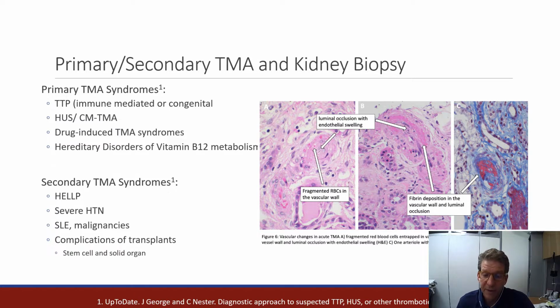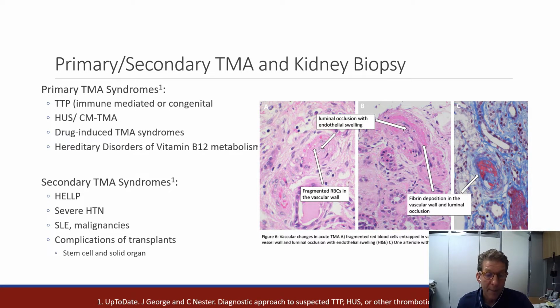And you can see on the right here some illustrative images from pathological specimens, some of the findings you might see in acute TMA, including luminal occlusion, endothelial swelling, and fragmented red cells in the vascular wall at times. Also, you might see fibrin deposition in the vascular wall with even luminal occlusion. So again, these are more acute findings that might tell you this TMA that you're seeing is more acute rather than chronic and scarring in nature.